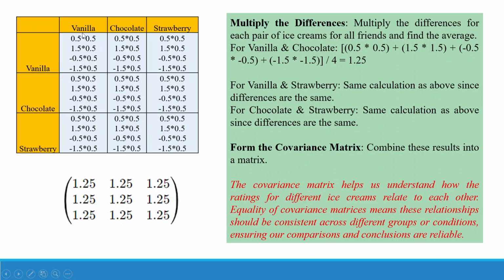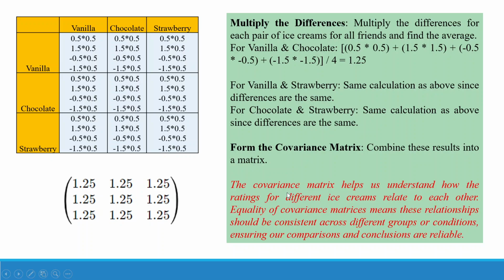1.5. So you can see we have done it here. So we got a 3 by 3 matrix. Now I'll take the average of it. So this is 0.5 into 0.5 plus 1.5 into 1.5 plus minus 0.5 into minus 0.5 plus minus 1.5 into minus 1.5, divided by 4. We got 1.25. So this is the covariance matrix which we got, and the figures are the same for all the combinations. Combine these results into a matrix. This matrix we got.